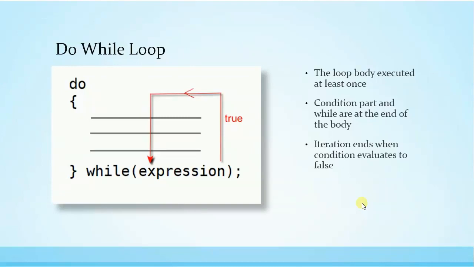Unlike the normal while loop, in do while loop the expression is evaluated after executing the last statement in the do while loop body. This means the loop body gets executed at least once. Here in the picture, we are seeing that when the expression evaluates to true, it goes back to the first statement of the do while loop and starts executing all the statements within the body. Then it evaluates the expression. So the loop continues when the expression evaluates to true, and it comes out when the expression evaluates to false.